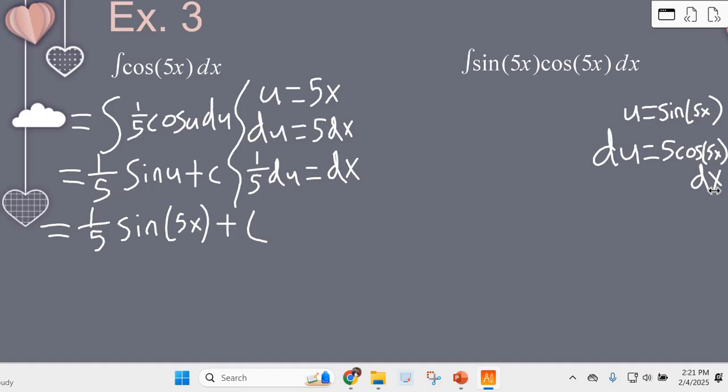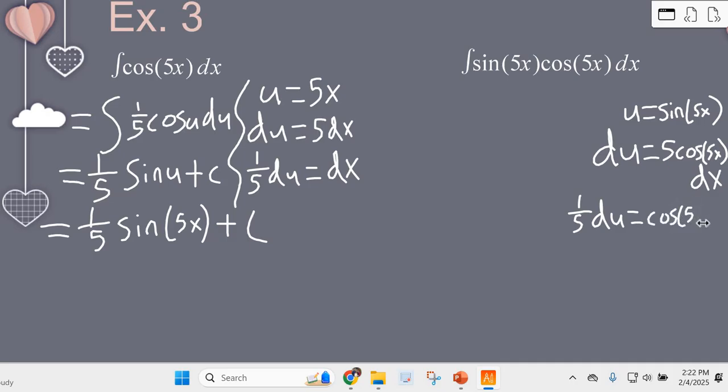Yes, because the derivative of sine is cosine, leave the inside the same. And the derivative of 5x is 5, so that gets multiplied. So, do I have a dx in my original problem? Yes. Do we have a cosine of 5x in our original problem? Yes. Do we have a 5? No. So we still do need to do a 1/5.